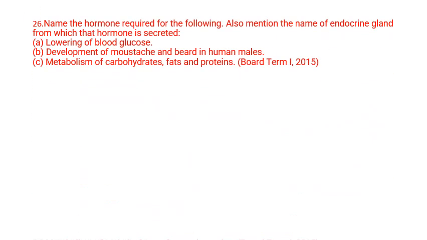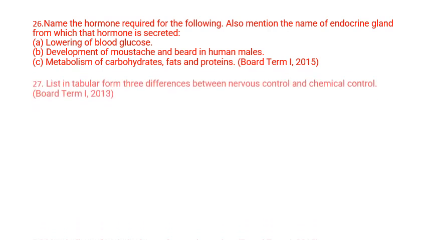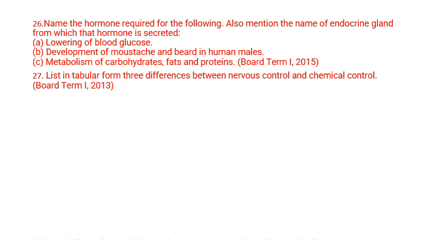Here comes our next question. Name the hormone required for the following. Also mention the name of the endocrine gland from which that hormone is secreted. The first question, lowering of blood glucose, development of mustache and beard in human males, metabolism of carbohydrates, fats and proteins. So the next question is, list three differences between nerve control and chemical control.